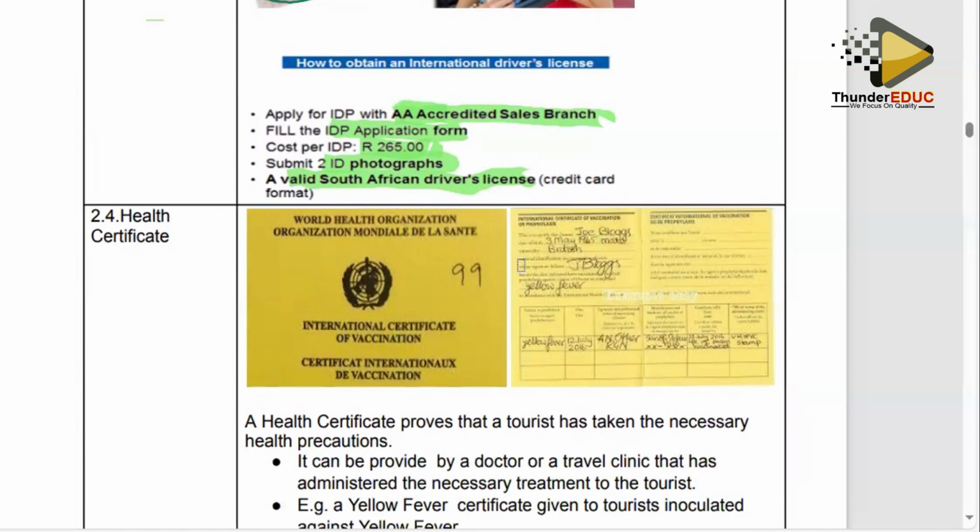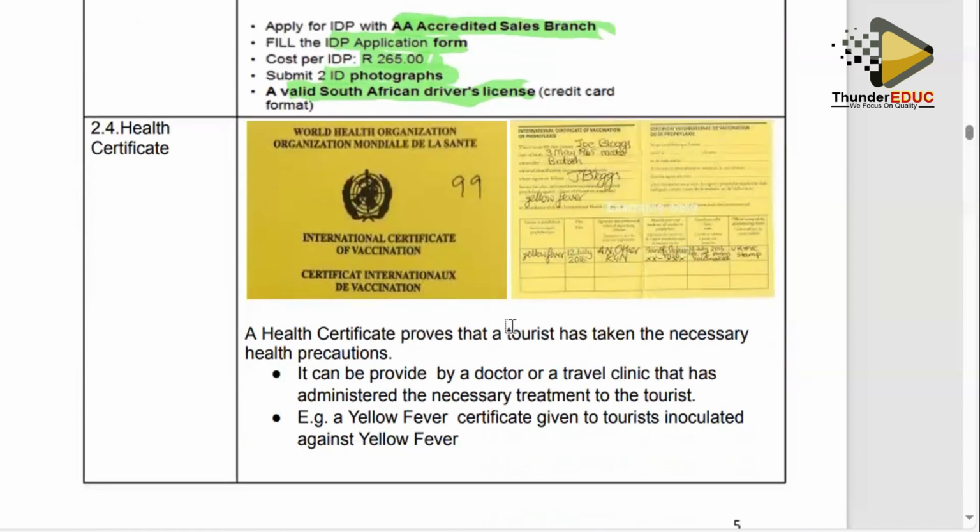Here we have the name of the person, the date when the vaccination was received, the citizenship or the nationality of the country, signature of the person. Then we also have the disease which he or she was vaccinated against, which is yellow fever, on which date here, the vaccine, yellow fever, type of vaccine, and other details there.